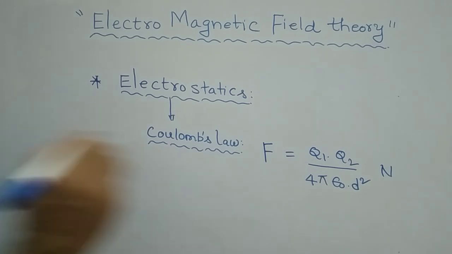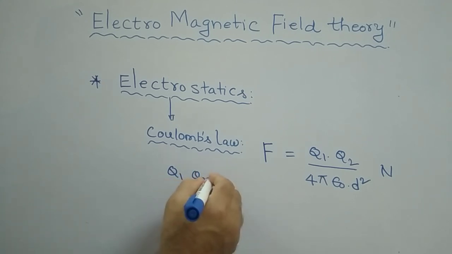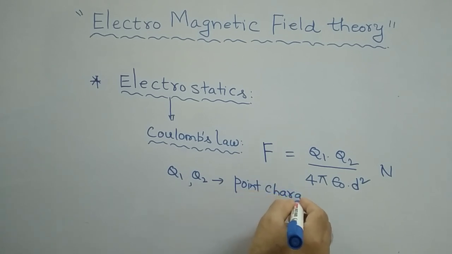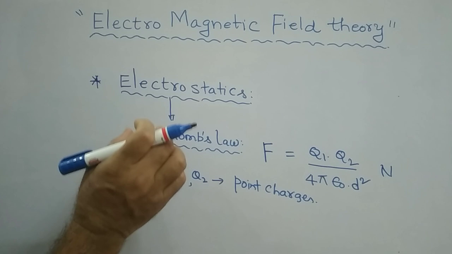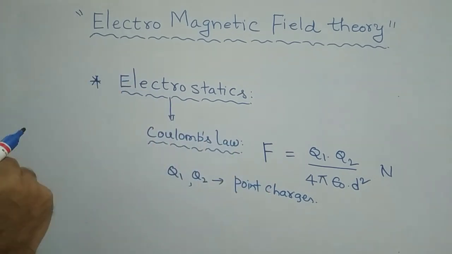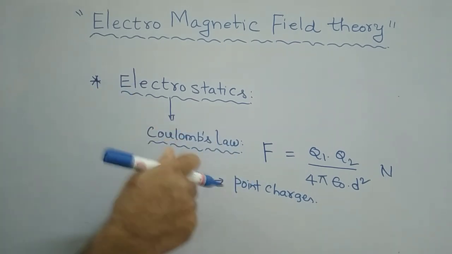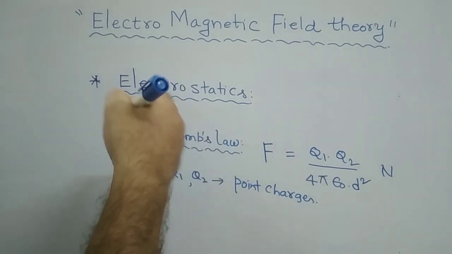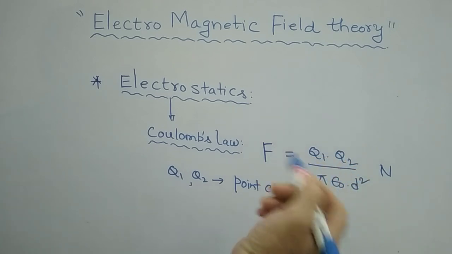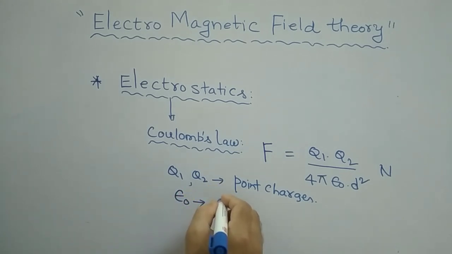This force is called the Coulomb force, where Q1 and Q2 are called point charges. Why are they called point charges? Because they will be placed at a certain stationary point. They will not move here and there unless we place them. If you put them somewhere, they will be constant. That is why they are called stationary charges, as I just explained, electrostatics is applicable for stationary point charges. Therefore, Q1 and Q2 are point charges, and epsilon naught is the free space permittivity.